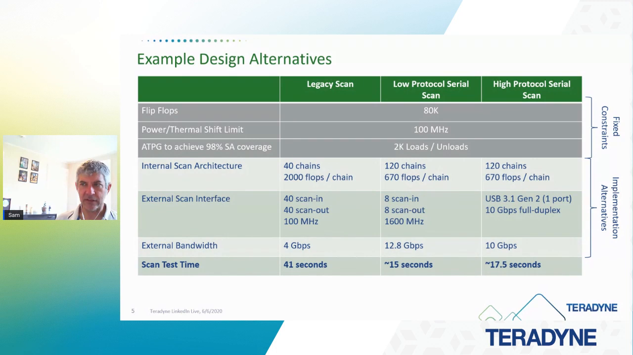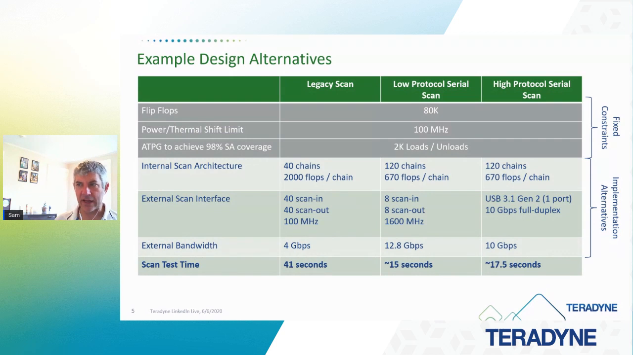So in the legacy case, you had 40 chains with 2,000 flops on each chain, limited by how many GPIO you were willing to dedicate to route out, you had access to, as well as tester resources. And so externally, you have this one-to-one mapping. And so the bandwidth you had is 4 gigabits full duplex bandwidth on the scan-ins and scan-outs driven by that.